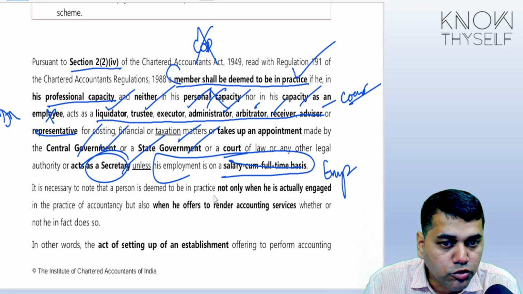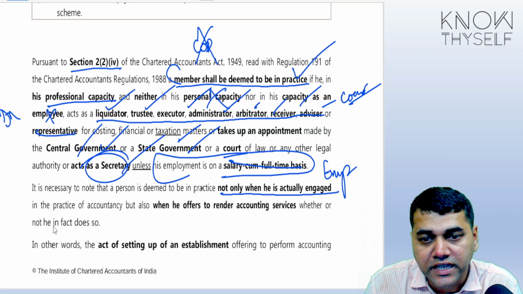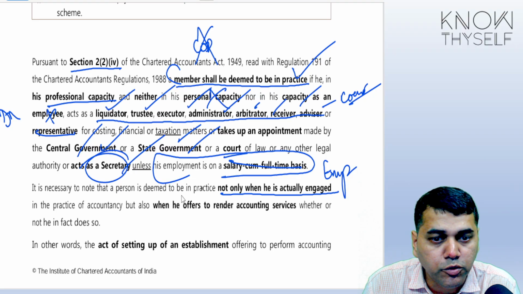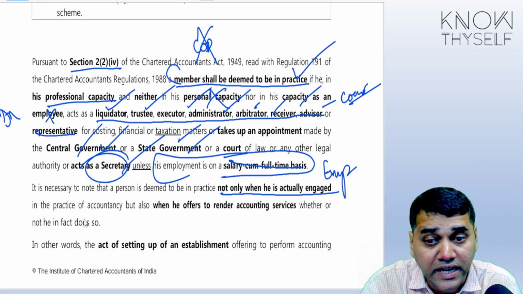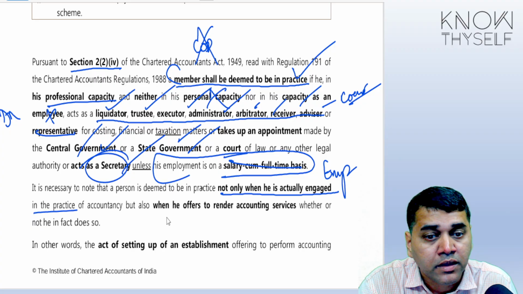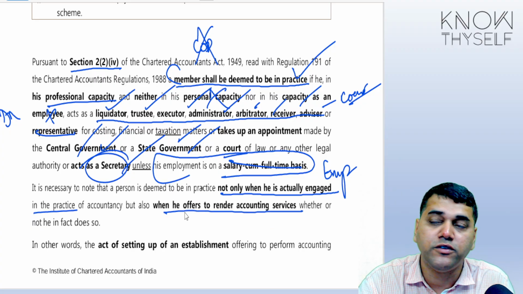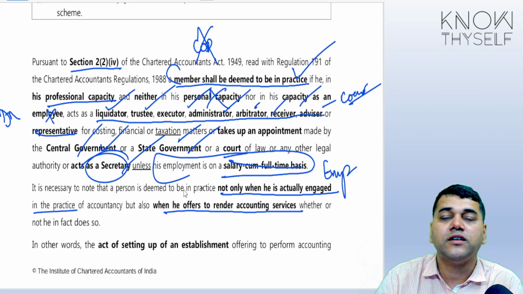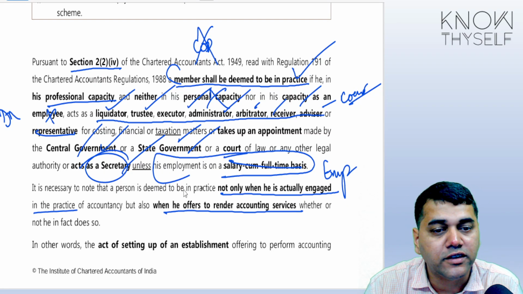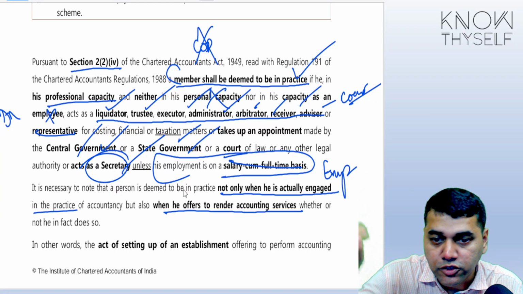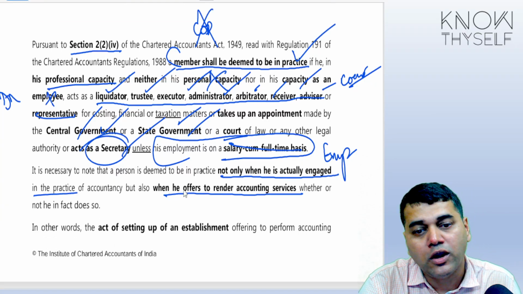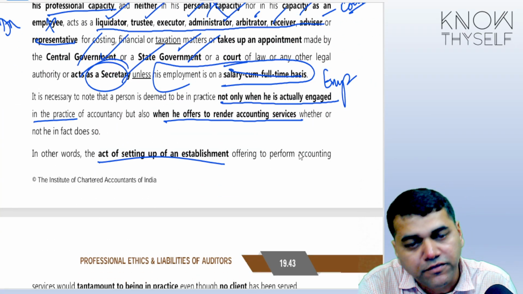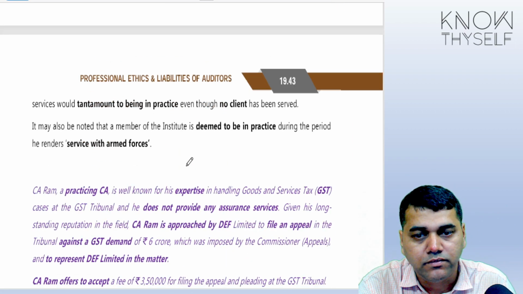So it is necessary to note that deemed to be in practice applies not only when he is actually engaged in the practice of accountancy, but also when he offers to render service. That means he need not go and give service. If he sits and opens one shop, then only he is considered to be in practice. It's not required that you should have given some service. So the act of setting up an establishment itself is like the act of giving the service. It will tantamount to being in practice.